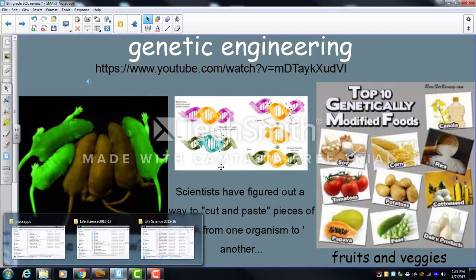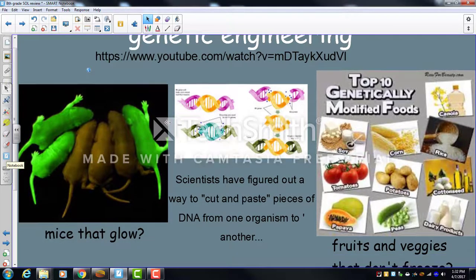All right, genetic engineering. We can play this video for you when we come in. This is where scientists have actually figured out a way to take the DNA. Remember I said that with the study of genetics, we've been able to isolate certain genes, like figure out where the gene is for brain cancer, find the gene for color of fur or texture of fur for a mouse.